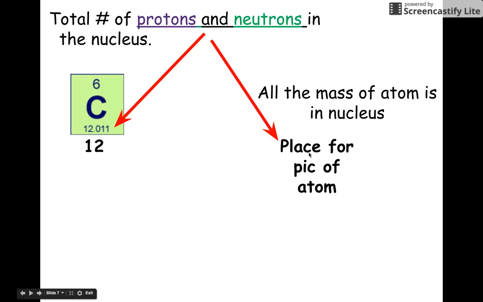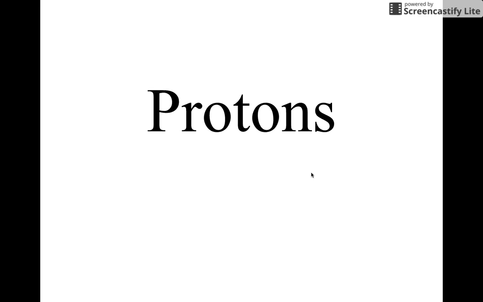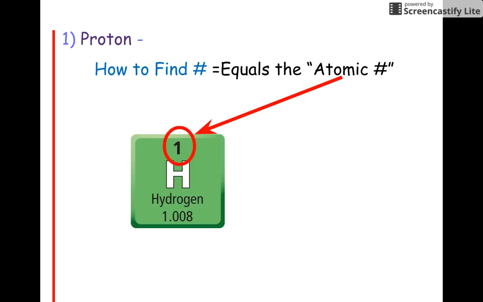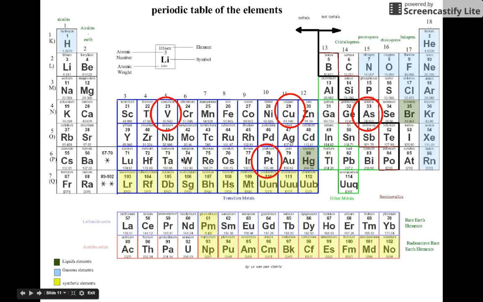So let's skip this one. Let's look at protons first. You find the number of protons by looking at the atomic number. So hydrogen has 1 proton because the atomic number is 1. So if you were to look at copper or vanadium, the number of protons is going to equal the atomic number. Vanadium is going to have 23, copper is going to have 29 protons, arsenic is going to have 33 protons, and platinum is going to have 78 protons.